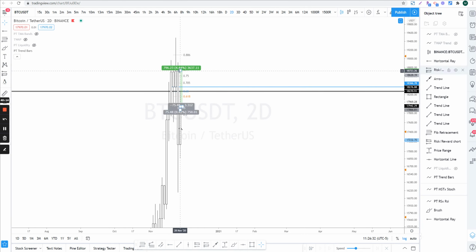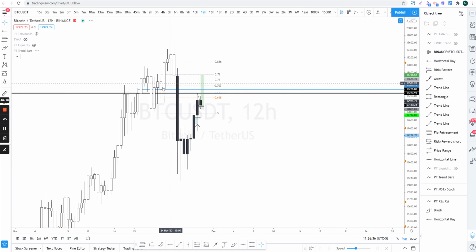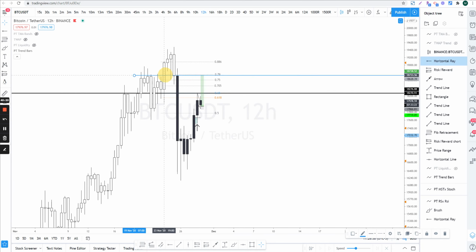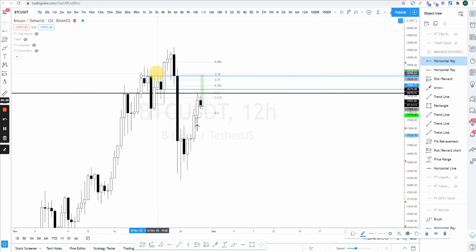4. And then, 12 hour? No, sorry. I want to target, so wait, hold on, I gotta get rid of my trend bars. So this is your 2-day cluster. And this is your 12-hour breakdown, so that's what you would target.